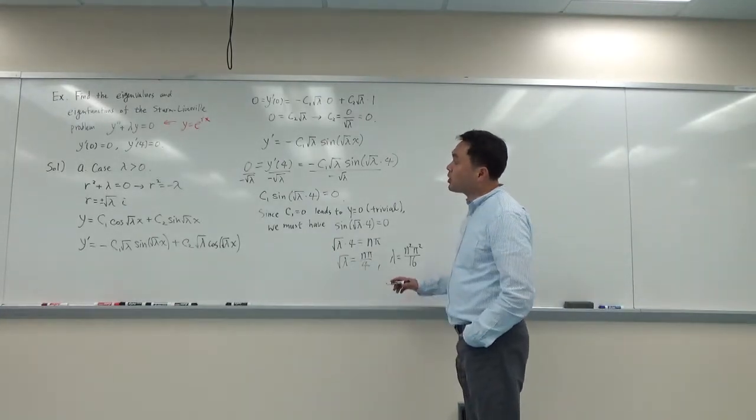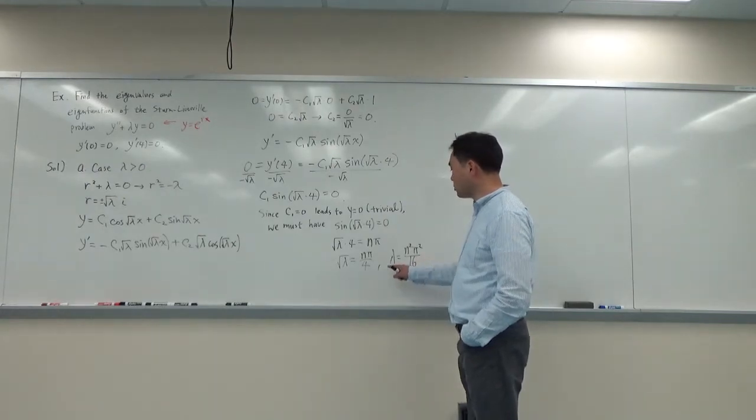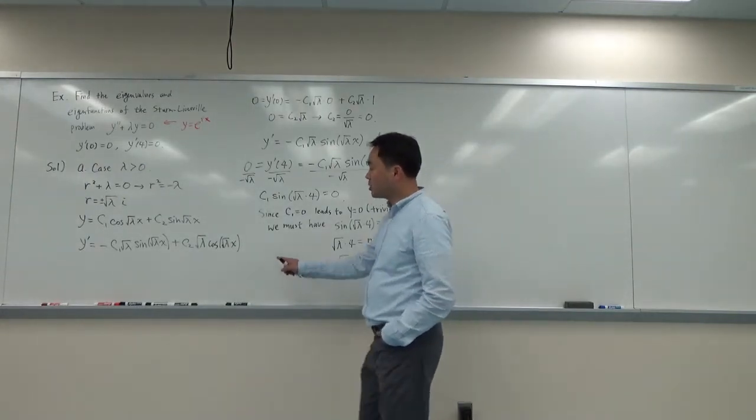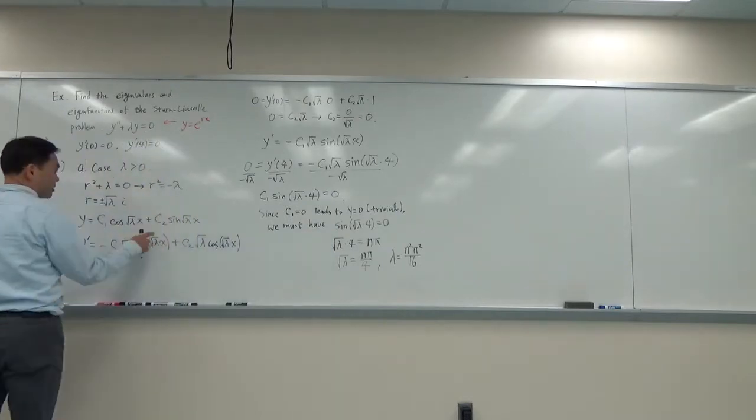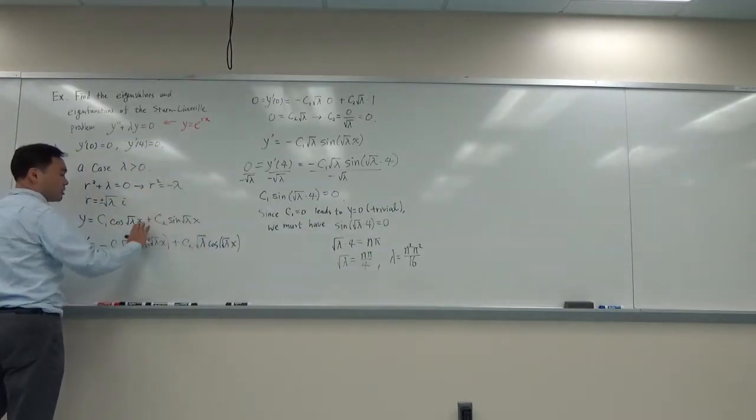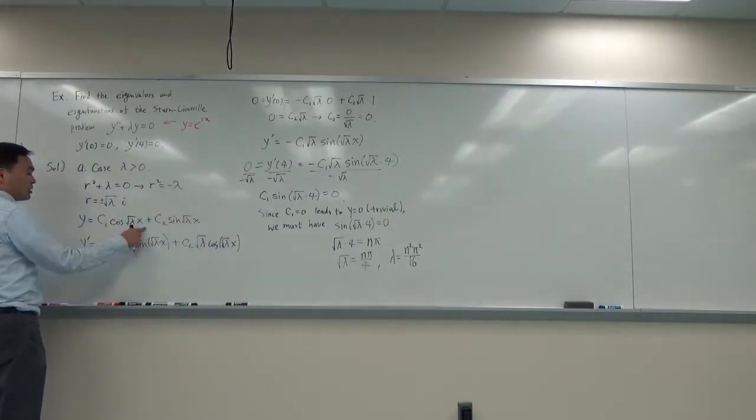And we also need to find the eigenfunction. So in order to find the eigenfunction, we should go back and see what we have. We already know that c2 is 0. So that's gone, and you have this.